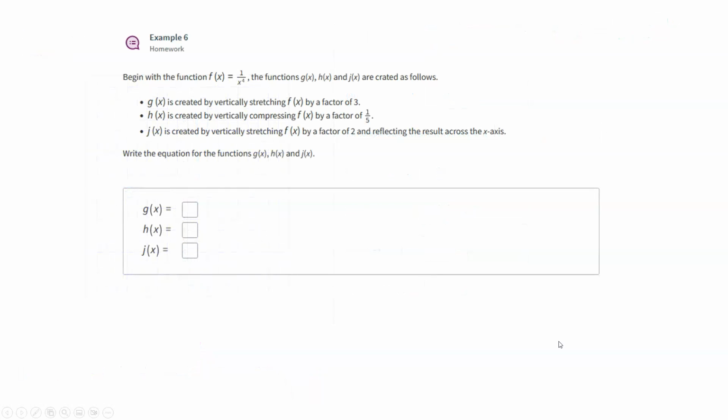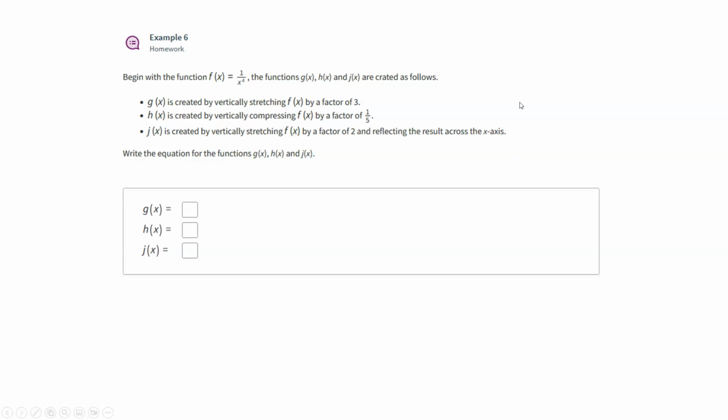For the next problem, they're having you do some graph transformations, which are going to get a little bit more complicated as you move to other parts of the lesson in chapter 7 and even chapter 8. So you're beginning with the function f of x equals 1 over x to the fourth. You're being told that g of x is created by vertically stretching that by a factor of 3. H of x is going to be created by vertically compressing that function by a factor of 1/5. And j of x is going to be created by vertically stretching it and reflecting it across the x-axis.